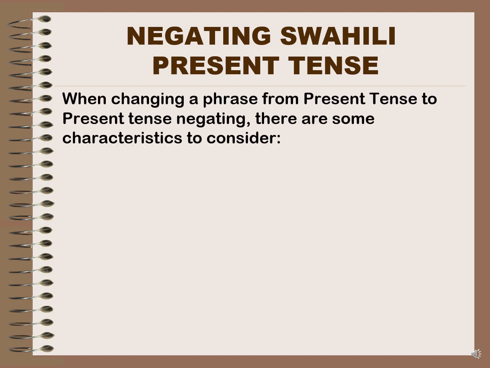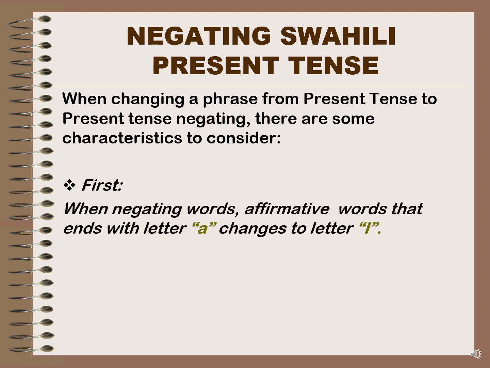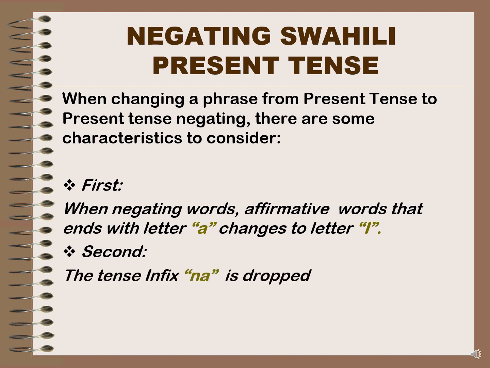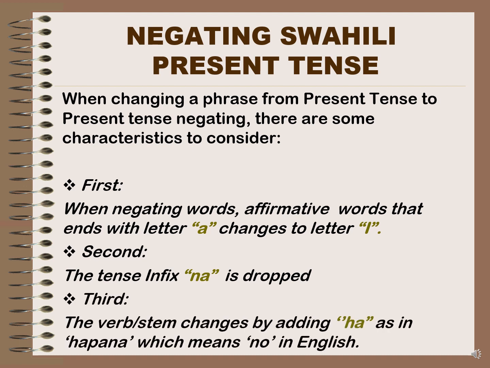When changing a phrase from present tense to negative present tense, there are some characteristics to consider. And these are: first, when negating, affirmative words that end with the letter A change to the letter E or I. Second, the tense infix na is dropped. Third, the verb stem changes by adding ha, as in hapana, which means no in English.